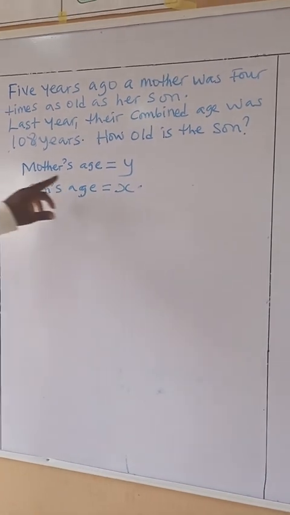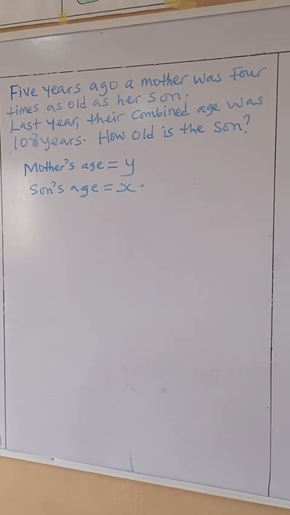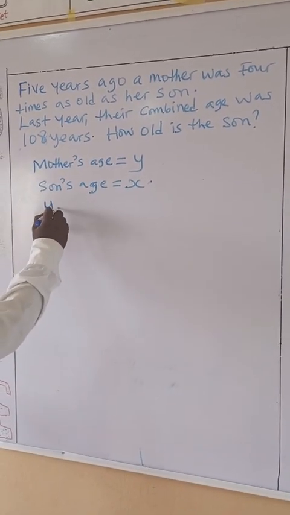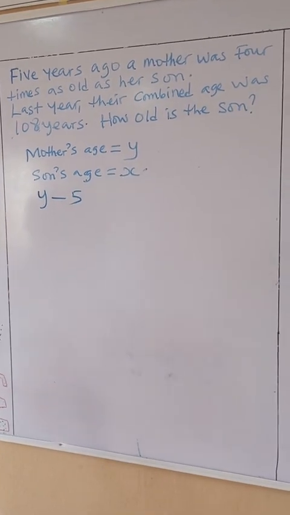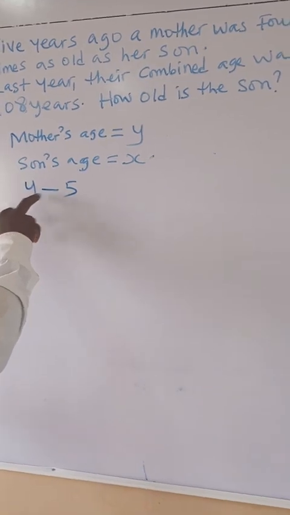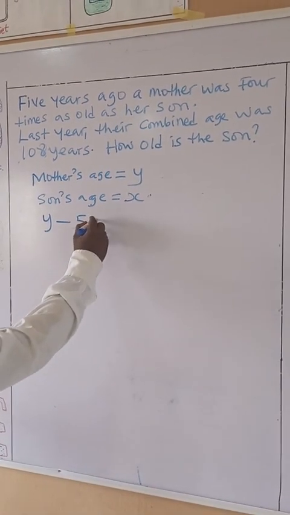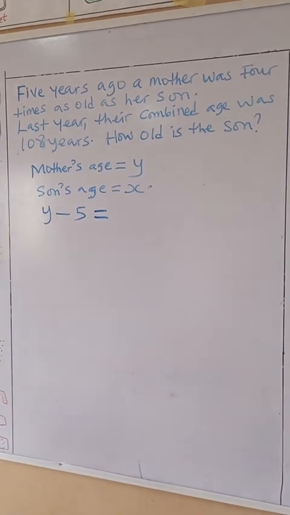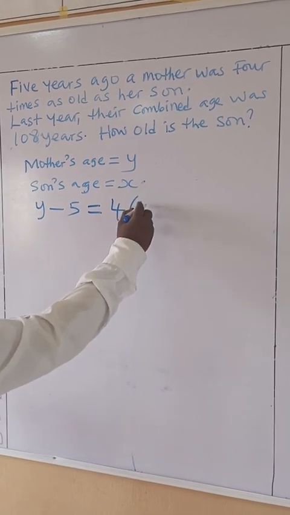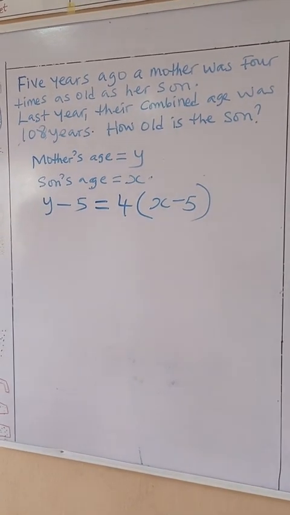Now, the mother's age is assumed to be y, while the son's age is x. From here, 5 years ago, that is to say y minus 5, that is, 5 less than the mother's age. 5 years ago, a mother was 4 times as old as her son. That is 5 years ago.